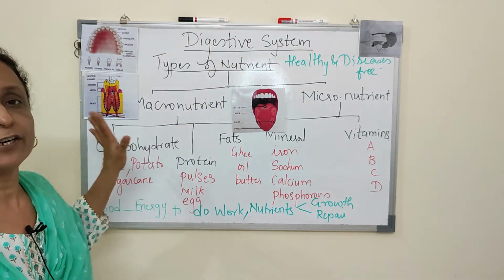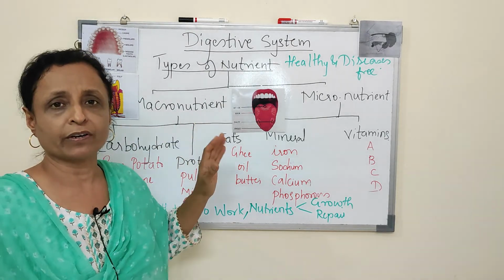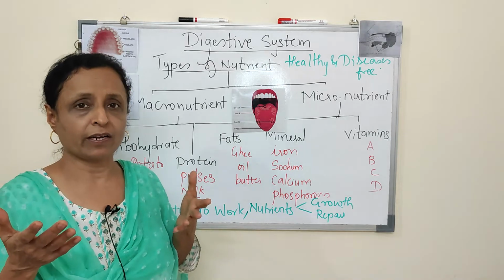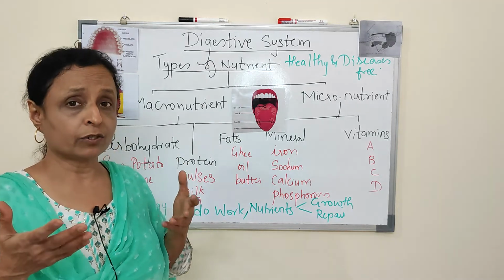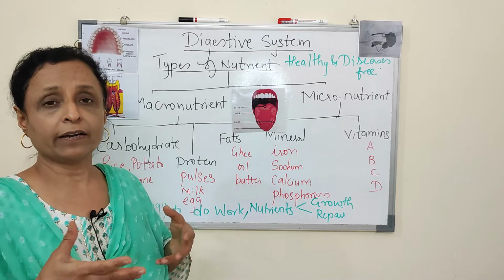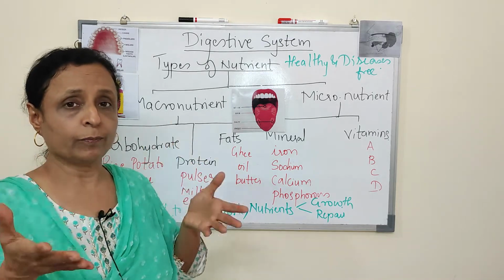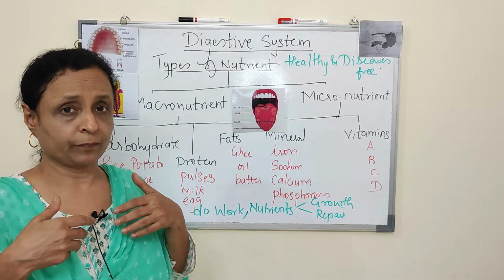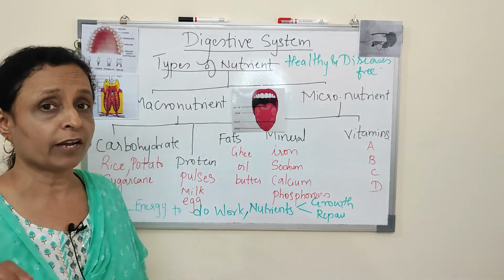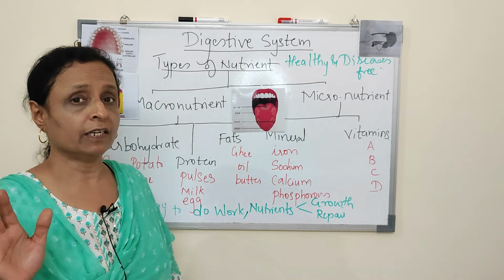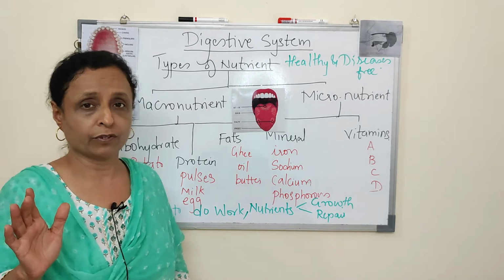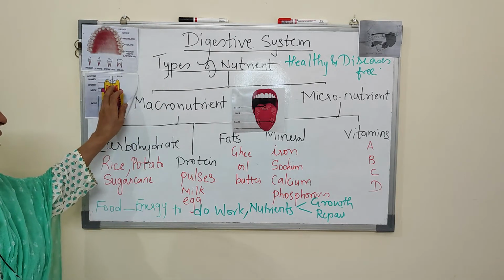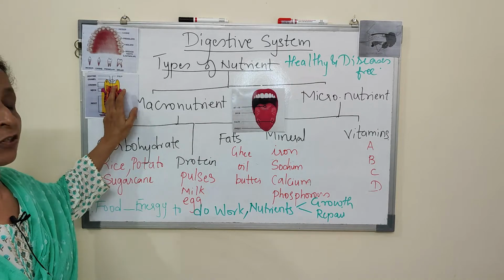Nutrients can be divided into two types: macronutrient and micronutrient. Macro, we require in large quantity. We require carbohydrate: rice and chapatis are carbohydrate. And carbohydrate is necessary for energy. Without carbohydrate, we will not have sufficient energy for the work. So macronutrients are required in large quantities.